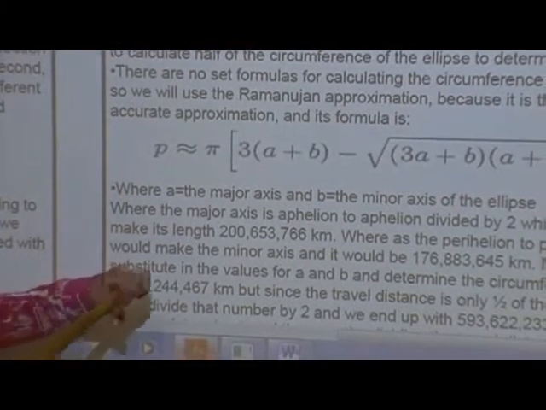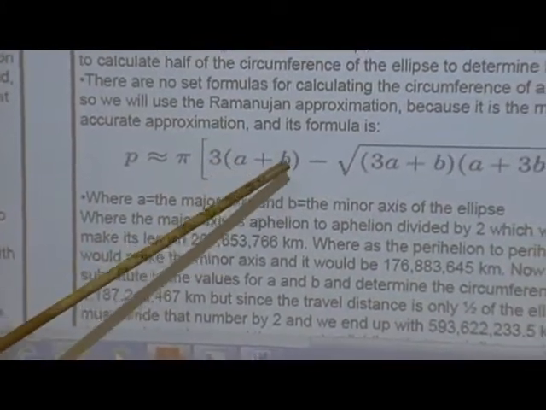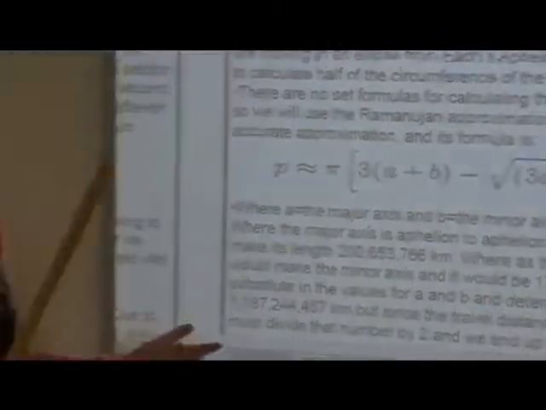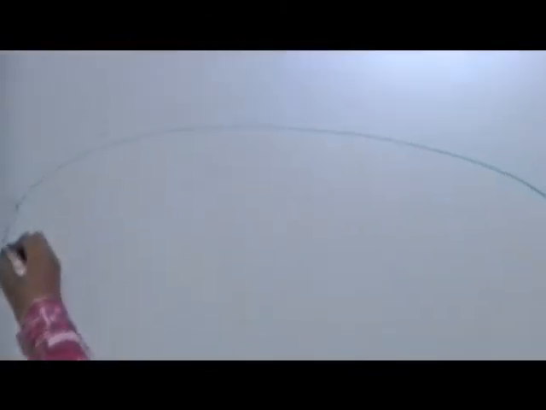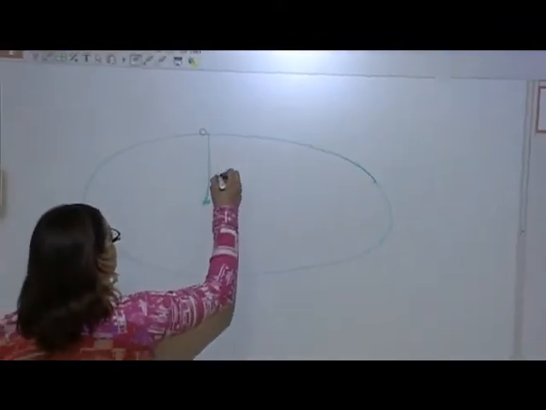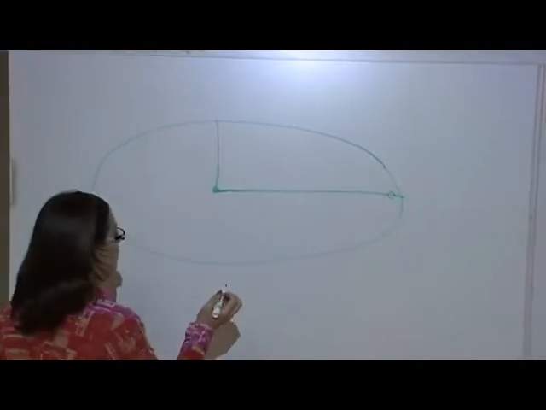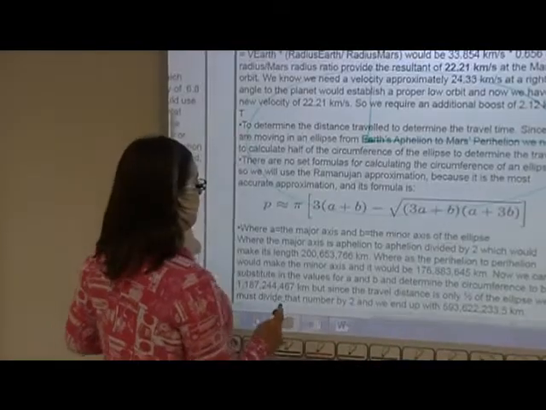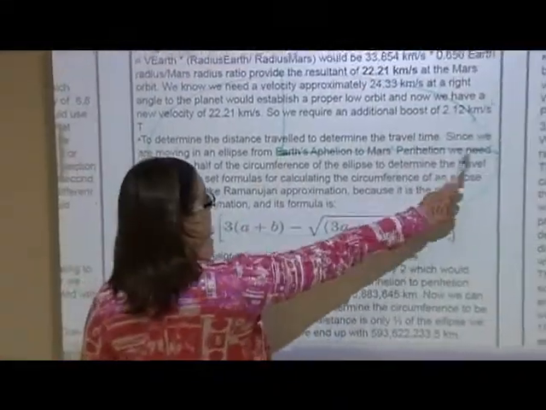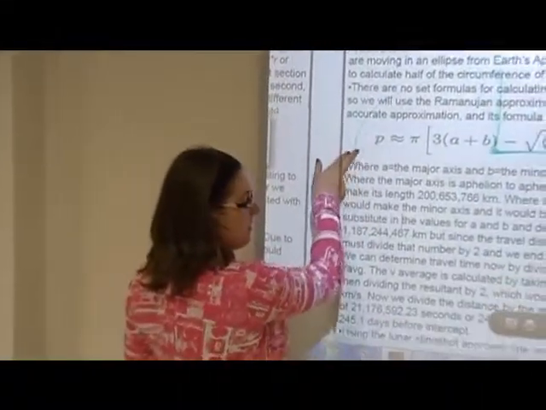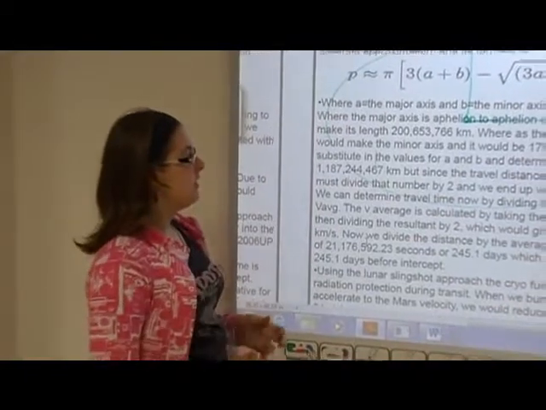So basically what it takes is the semi-major axis, A, and the semi-minor axis, B, and uses the formula, where P is the perimeter of the ellipse. If I wanted to draw a diagram, this would be the ellipse, this would be the center of the ellipse, this would be the semi-minor axis, and this would be the semi-major axis. The semi-major axis is going to be longer than the semi-minor axis. Oh, and this one is A, this one's B. Forgot to say that.